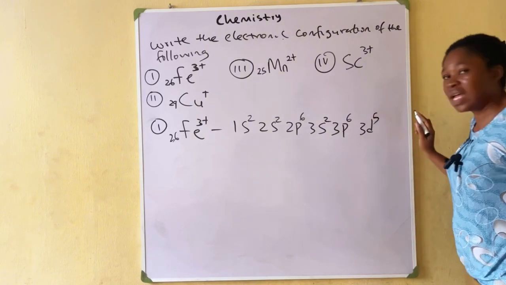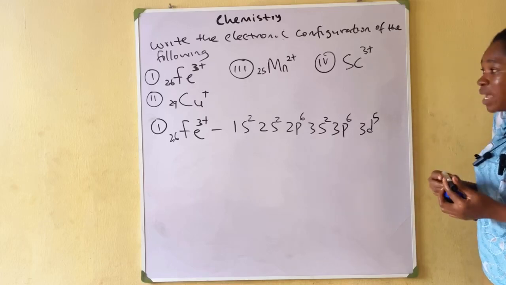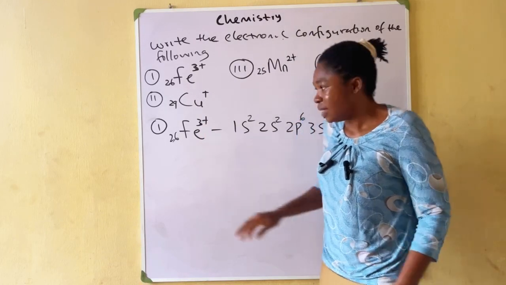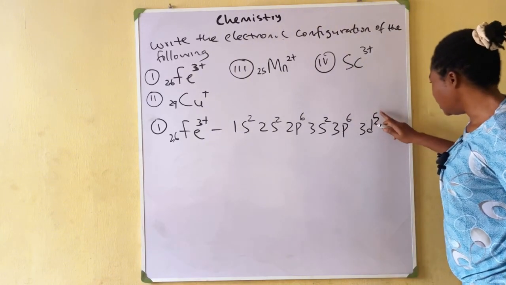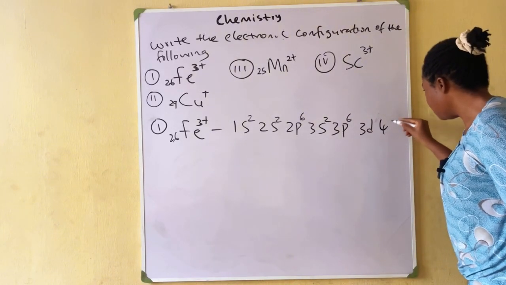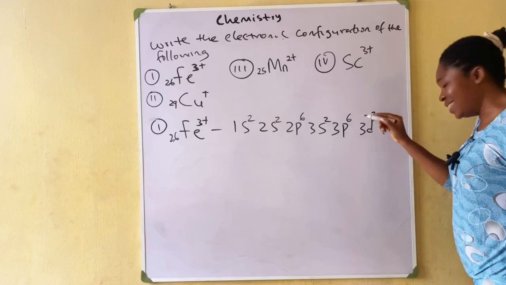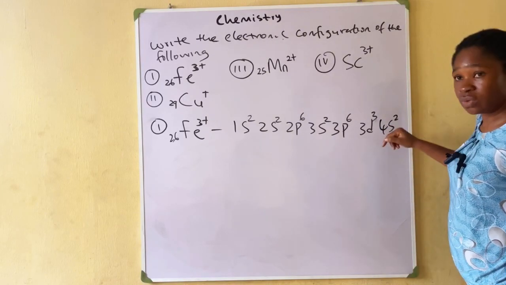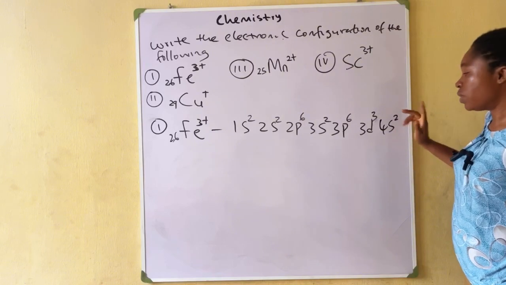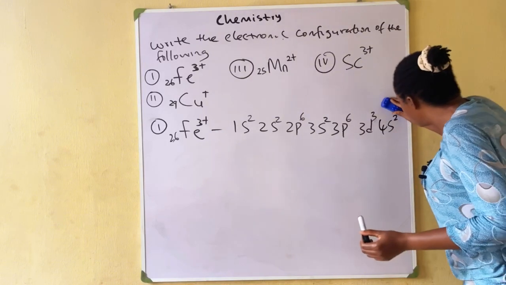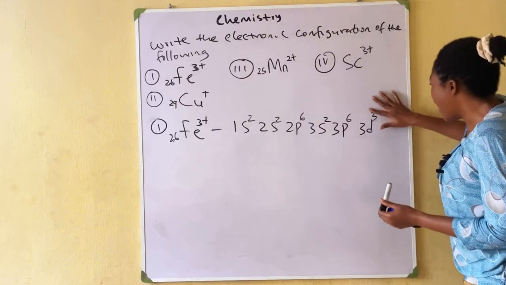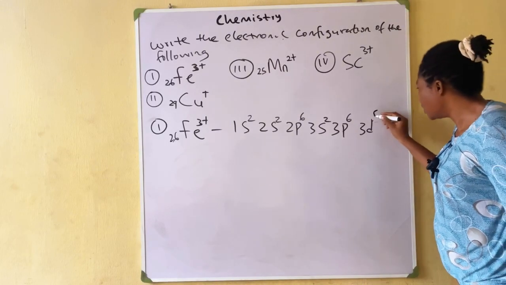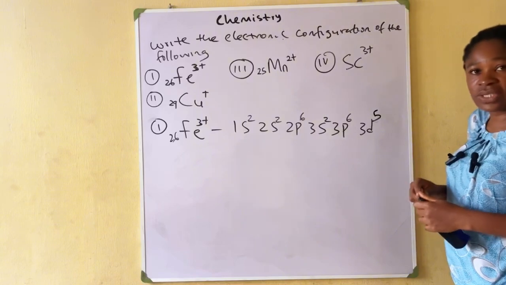3d5. That's all. The mistake students make is to do 26 minus 3, that is 23, and then draw 4s2 and 3d3, which is wrong. It's going to lose 2 from the 4s and 1 from the 3d, which originally was 6, so it's now 3d5. So always take note of that.